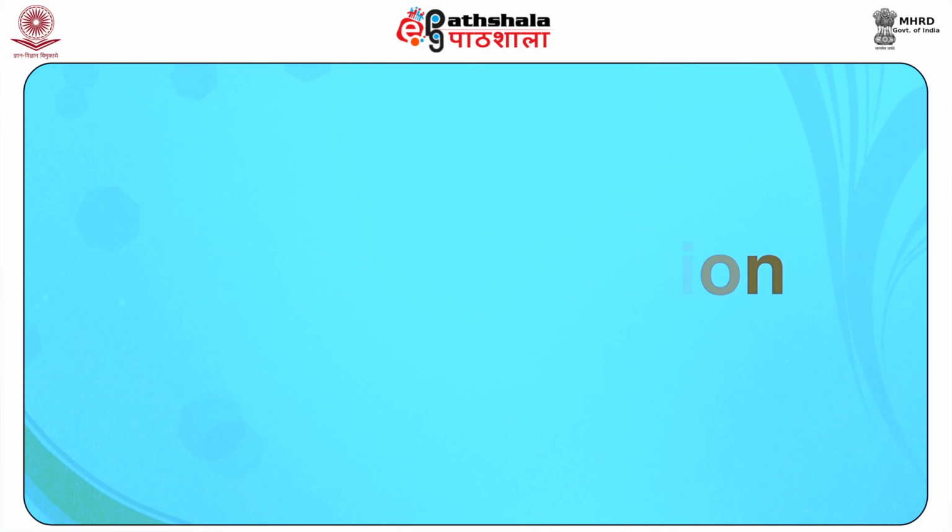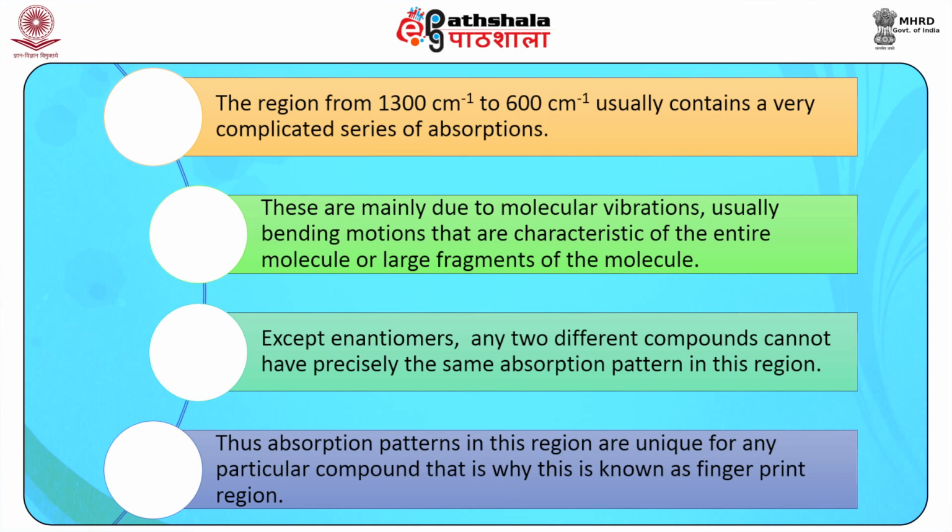Next is the fingerprint region, which ranges from 1300 to 600 centimeter inverse. Now the region from 1500 to 600 centimeter inverse usually contains a very complicated series of absorptions. These are mainly due to molecular vibrations, usually bending motions that are characteristic of the entire molecule or a large fragment of the molecule. Except enantiomers, any two different compounds cannot have precisely the same absorption pattern in this fingerprint region. Thus, absorption patterns in this region are very unique to any particular compound. That is why it is also called the fingerprint region.